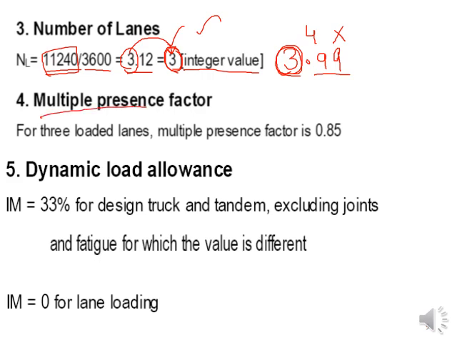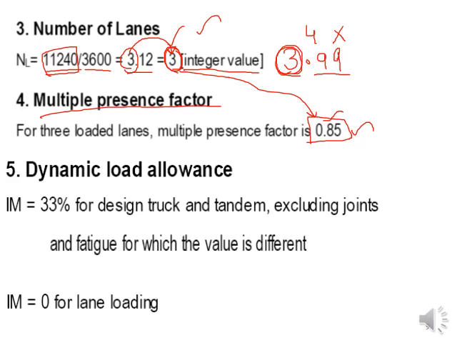Then comes the multiple presence factor, number 4. For 3 loaded lanes, the multiple presence factor is 0.85. That's what I have told you. Wherever the multiple presence factor is needed hereafter, you are going to use this 0.85. Corresponding to 3 lanes, you already have the table for the multi-lane factor. Go there and select the value corresponding to 3 lanes. It will be 0.85 for loaded lanes. Keep this multiple presence factor with you; later on we will use it.